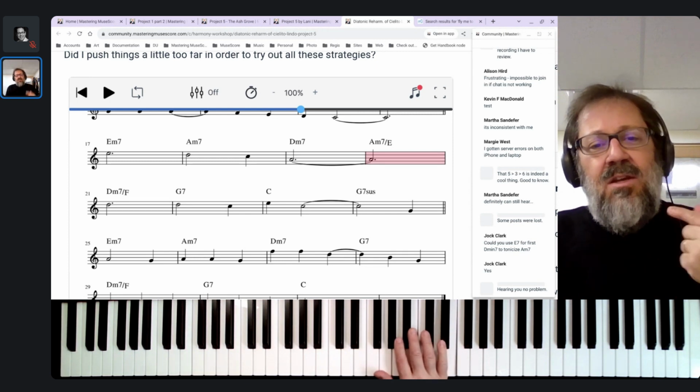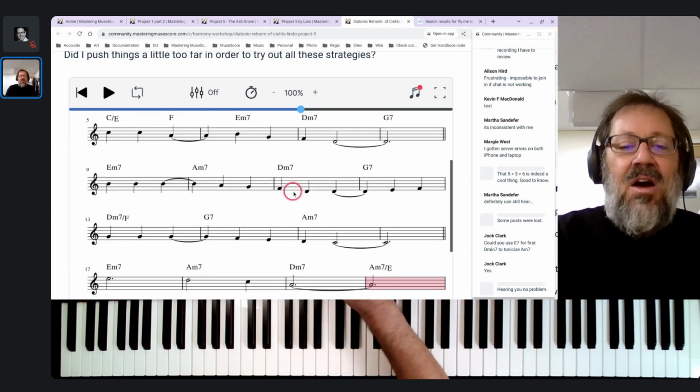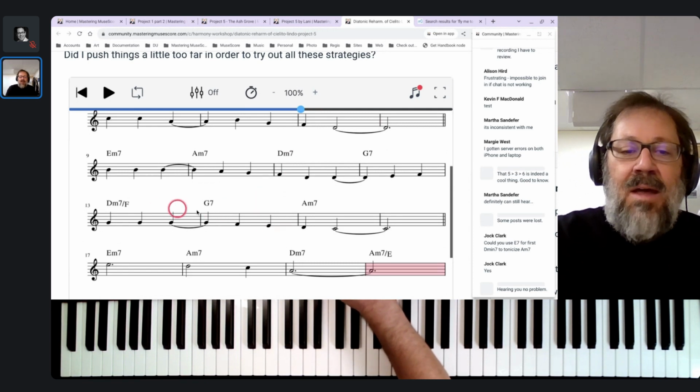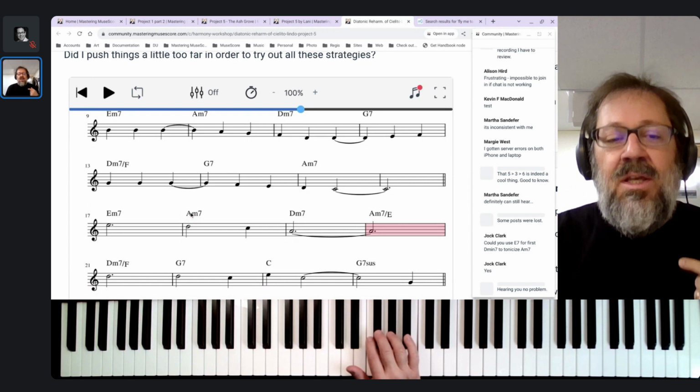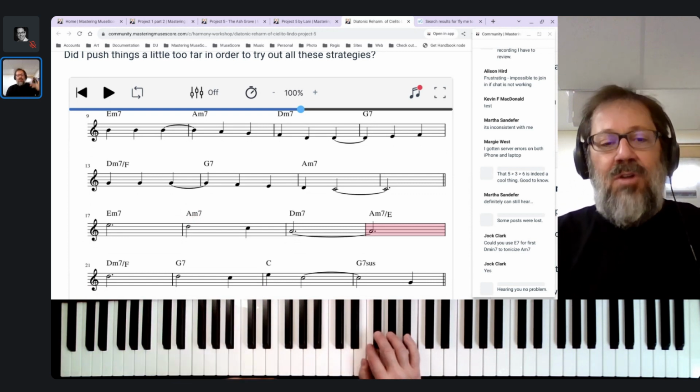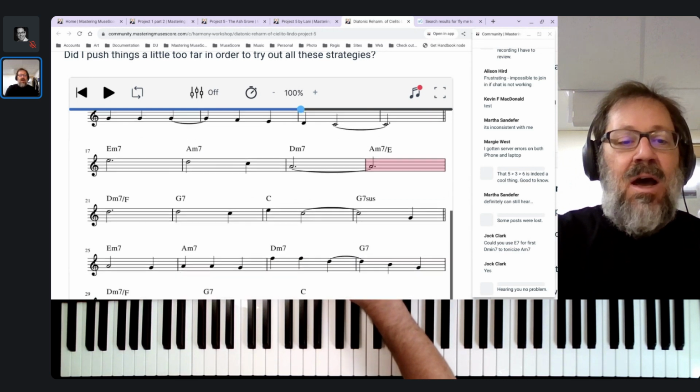So I'm using secondary dominants, and other than that one place where I snuck in that E7 chord, right, I snuck in a chord between the 5 and the 6, I'm mostly not adding new chords. I'm just changing existing chords to make them secondary dominants.